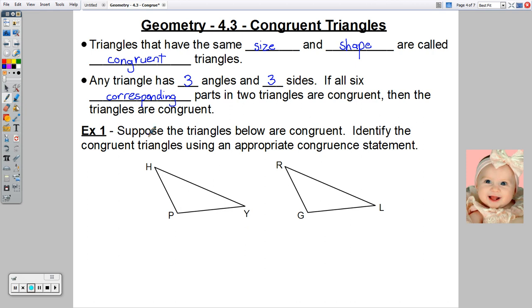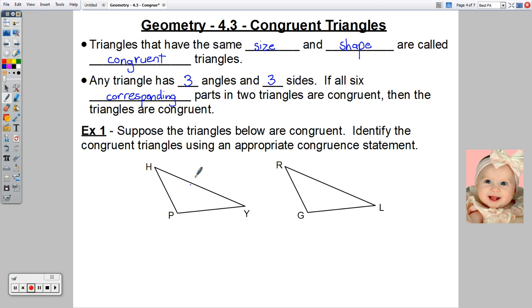So in example one, suppose the triangles below are congruent. So we're going to assume that they actually are congruent to start. We don't have to prove that in this one. Identify the congruent triangles using an appropriate congruence statement. Oh, and that's such a happy looking little girl there. So it looks like we have triangle HPY, kind of for happy, and then girl GRL. We got that triangle as well.